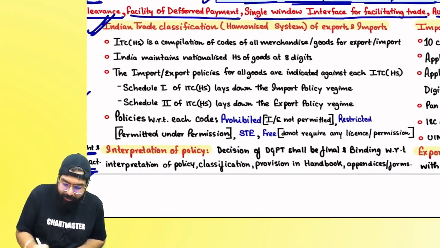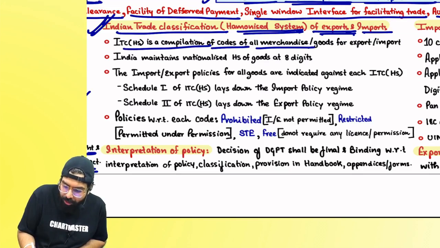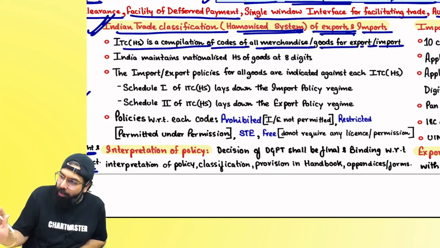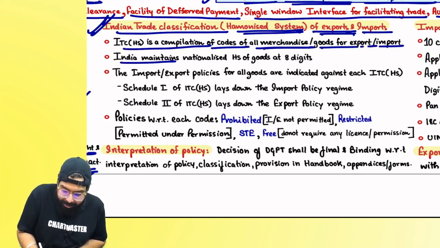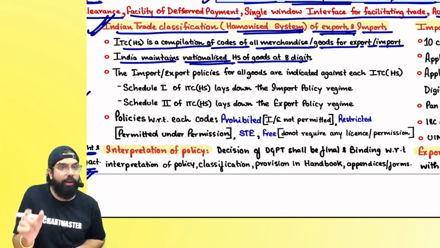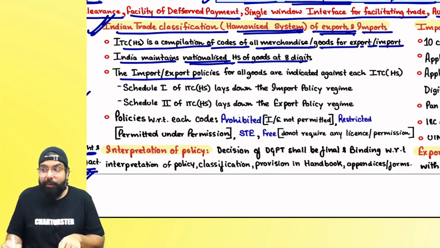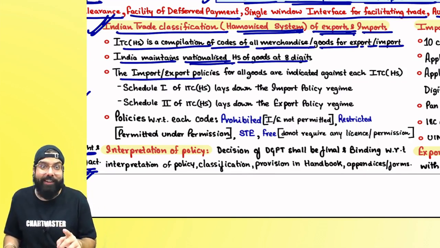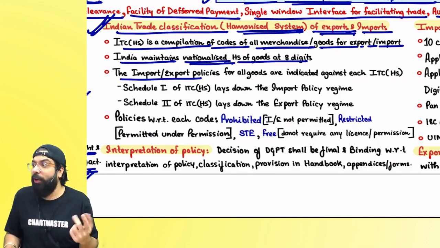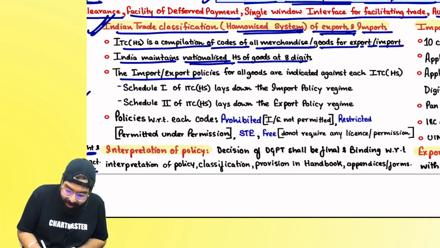Indian Trade Classification Harmonized System of Export and Import. Sir, it's a compilation of code of all the merchandise goods for import or export. Sir, India maintains nationalized HS of 8 digit, which is there. HSN code is how much? 8 digit. Sir, the import or export, Baba, here we will not read, sir, first schedule, custom duty rate, second schedule, export duty rate. Baba, they have gone ahead and told in the first schedule over here, the import policy.